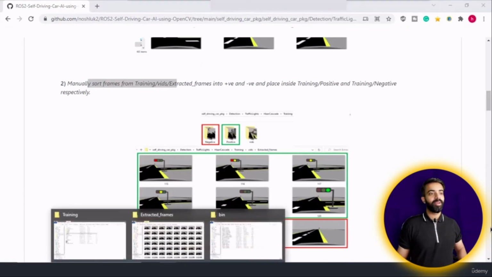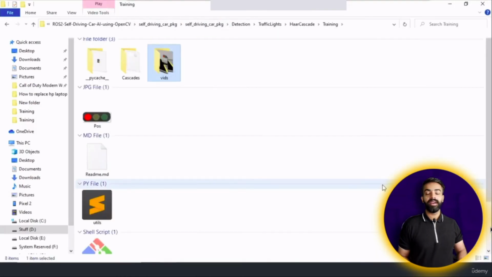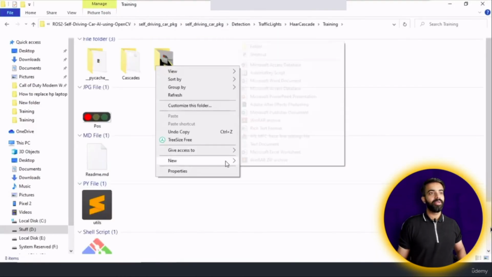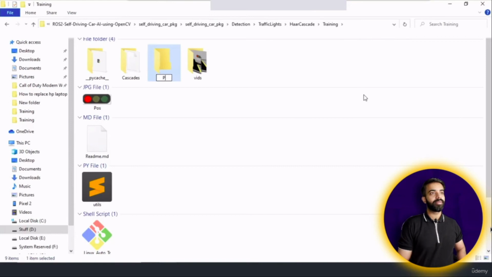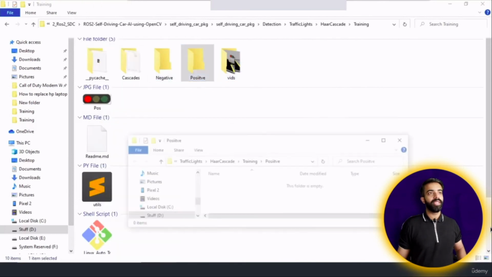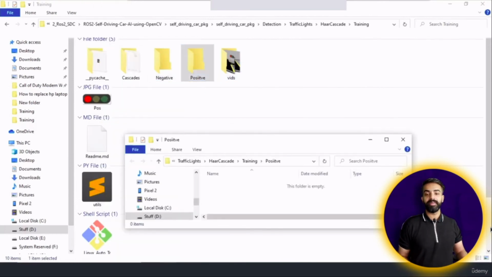Now, at the moment, you may observe that inside the training directory, there are no positive and negative folders. So first, what we need to do is simply create empty positive and negative folders. Once I've created the positive folder and the negative folder, I can simply open them up and start moving the positive images from the extracted frames folder. And once I've moved all the positive images, all that's left are the negative images, and then I can simply move them to the negative images directory, and then we will be done with the sorting.